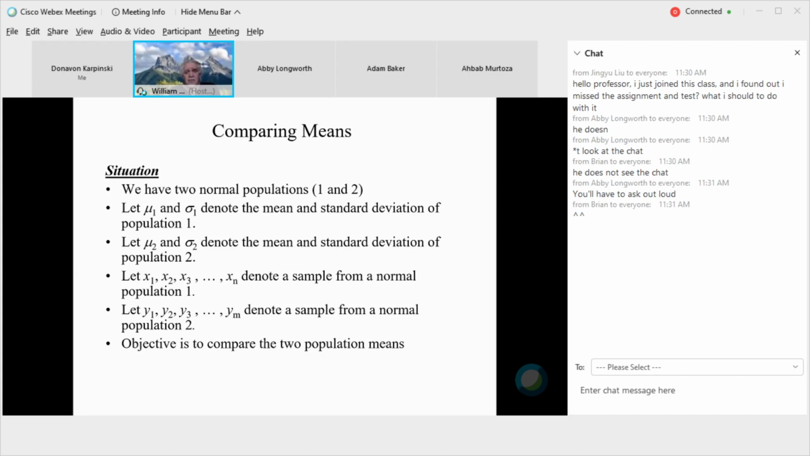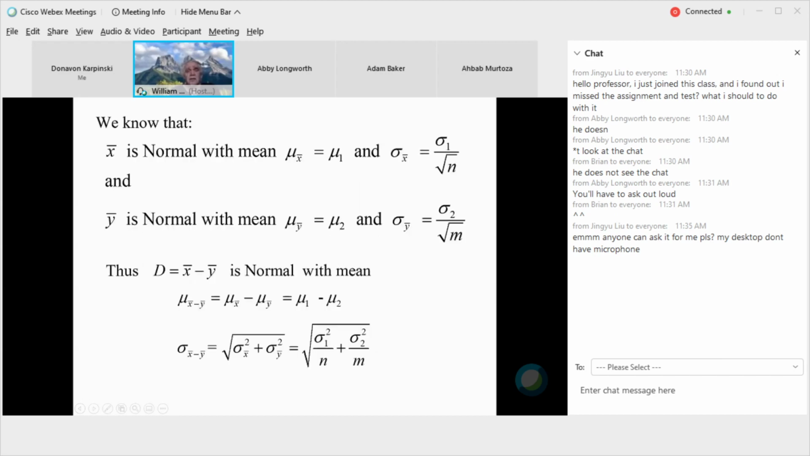So we have two normal populations. mu1 and sigma 1 are the mean and standard deviation for population 1. mu2 and sigma 2 are the mean and standard deviation for population 2. We have n observations from population 1 and m observations from population 2. Quite often, n and m are the same values. The objective is to compare the two population means.